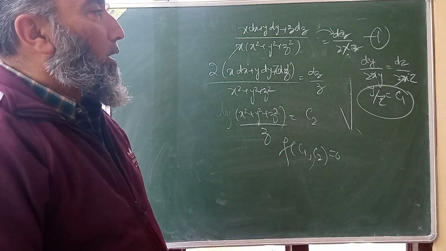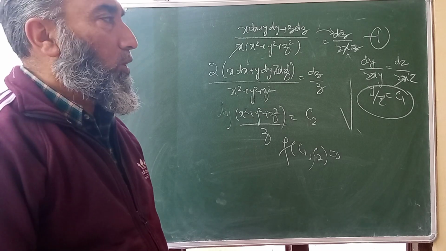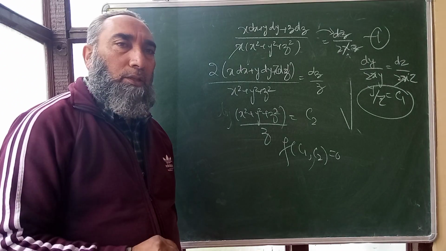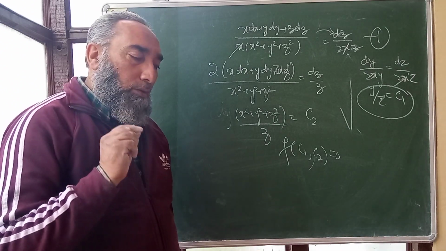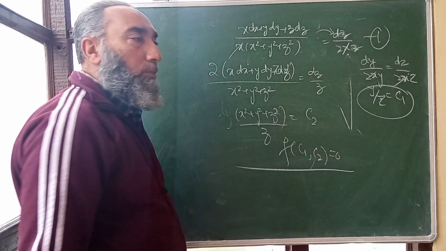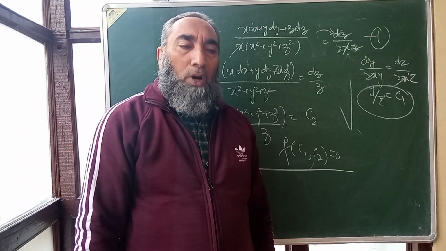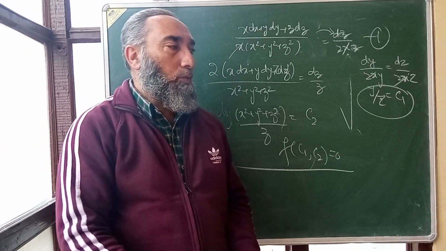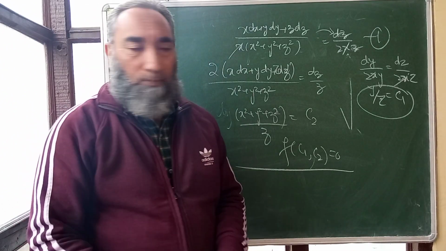So you can have as many questions as you wish. You have already done this, so I am done with Lagrange's linear form Pp plus Qq equal to R. Next time I will be taking up partial differential equations with constant coefficients. Okay, so do it. Thank you.